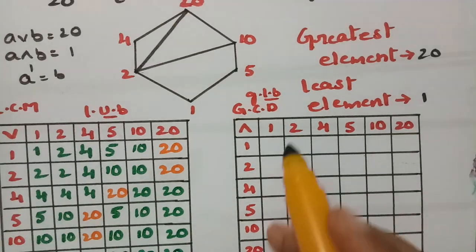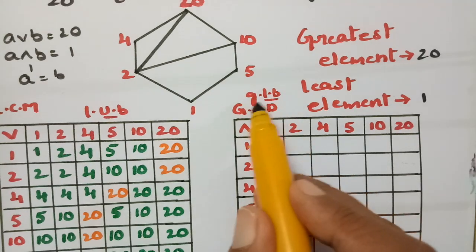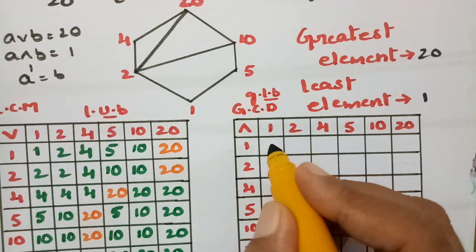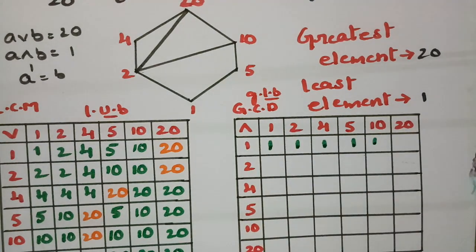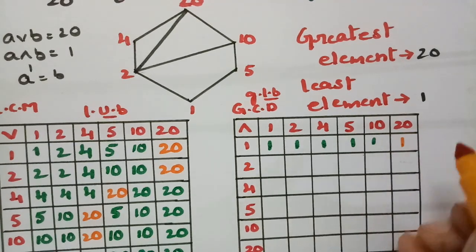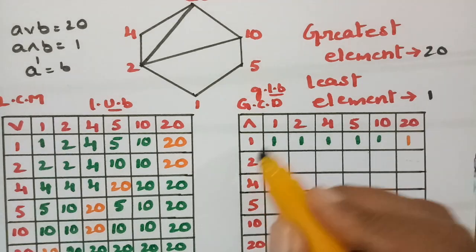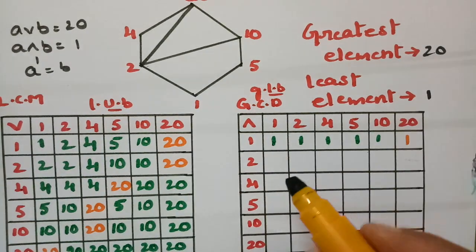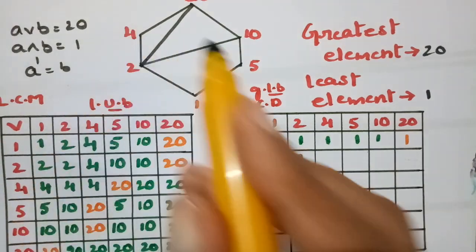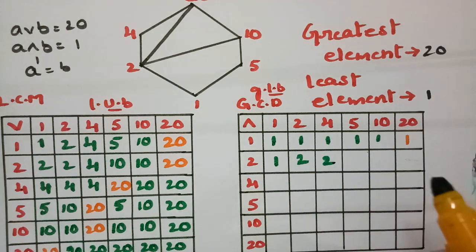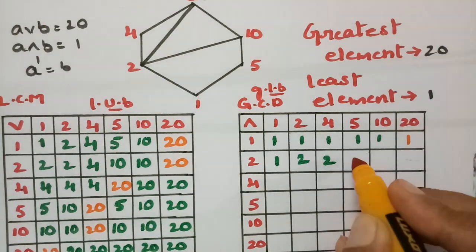And here, coming to the least element, this is the greatest lower bound. So among 1 and 1, 1 will be the lower bound. Here 1 is the lower bound, everything here is 1, as you see from the Hasse diagram. Among 2 and 1, 1 is the lower bound. Among 2 and 2, 2 is the lower bound. Among 2 and 4, 2 is a lower bound. Among 2 and 5, the lower bound here is 1.